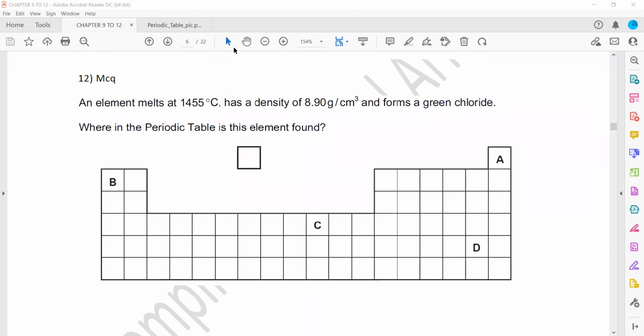Question 12, an element has a high melting point, high density, and forms a colored compound. So in which position in the periodic table can we likely find this element? We can find this will be a transition element. So C will be the right answer.